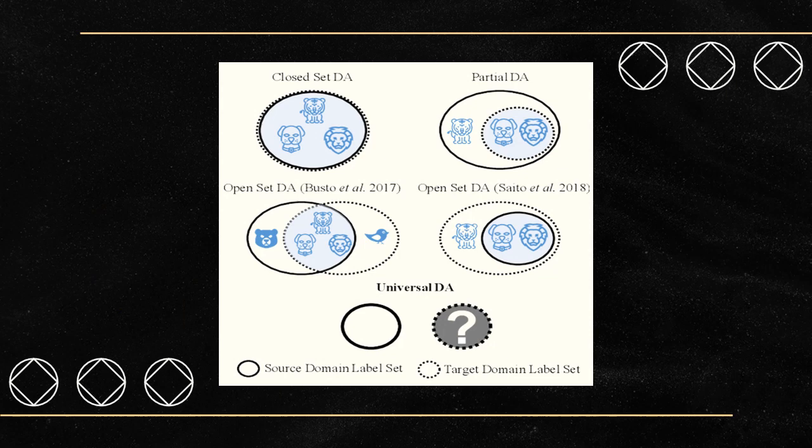Now, this is the pictorial representation of what we have discussed: the closed set has the same classes, partial has a subset, open has some unknown classes relative to the source domain, and universal requires no prior knowledge.